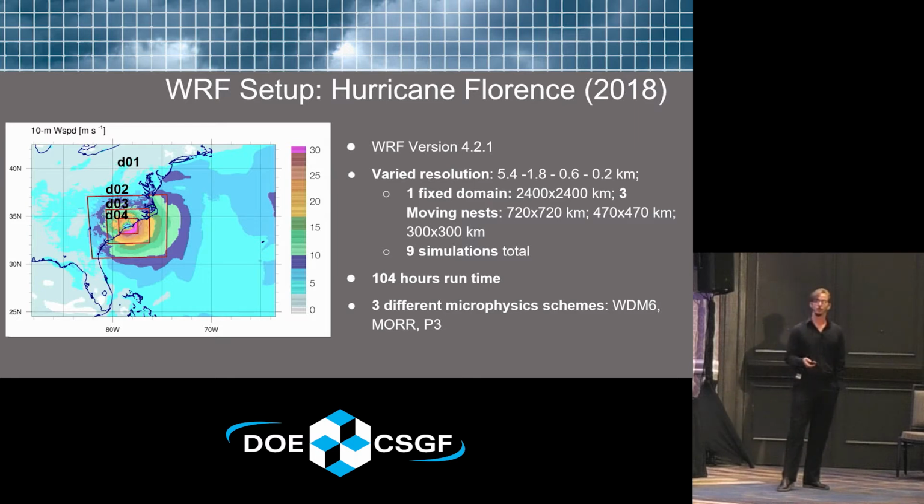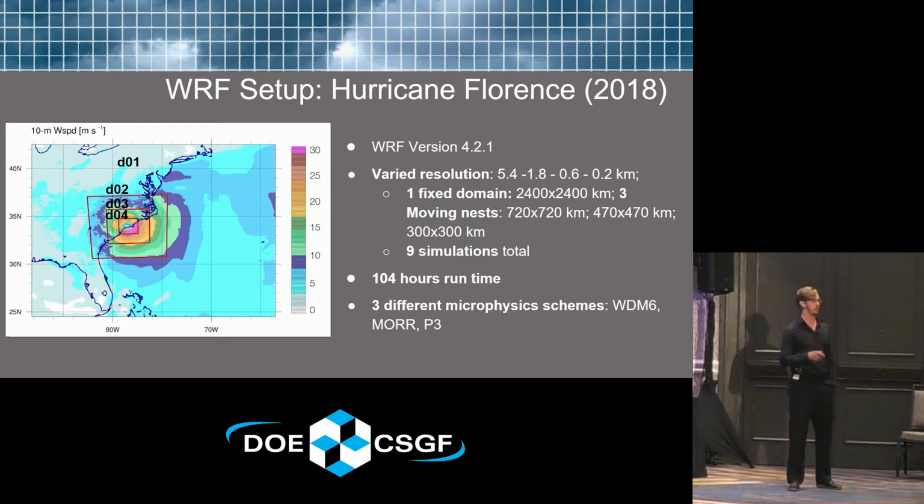The model that I use is the Weather Research and Forecasting Model, or WRF, and my model setup is here on the left-hand side. I'm using a fixed outer domain. I don't know if my laser is pointing correctly, but the outer fixed domain is at 5.4 kilometer resolution, and then I have 3 moving nests. Those nests follow the eye of the hurricane as it evolves in time and space, and those nests vary in resolution from 1.8 down to 0.2 kilometers.